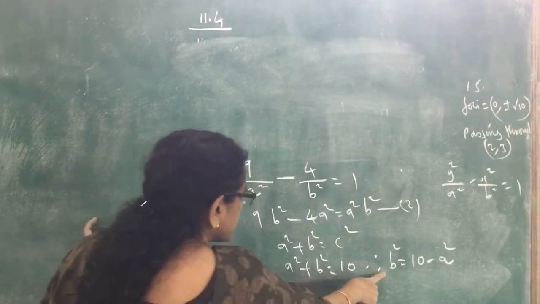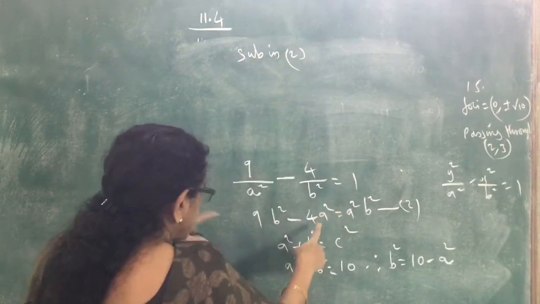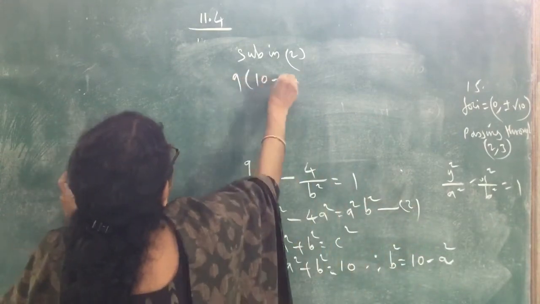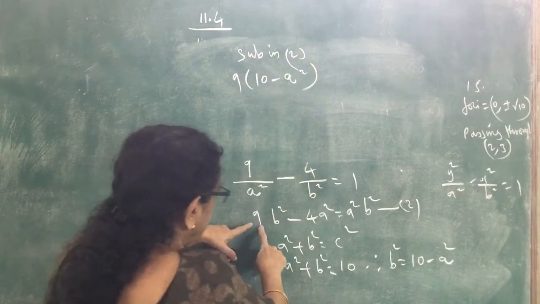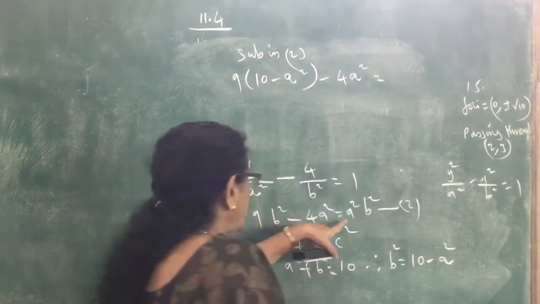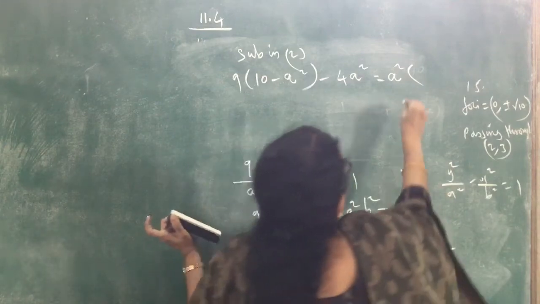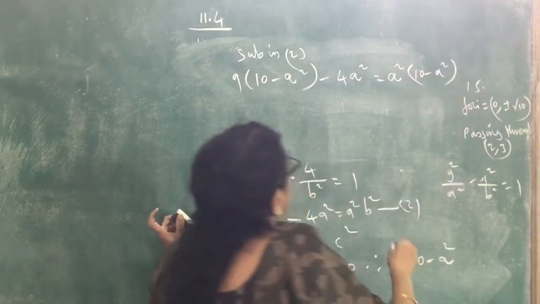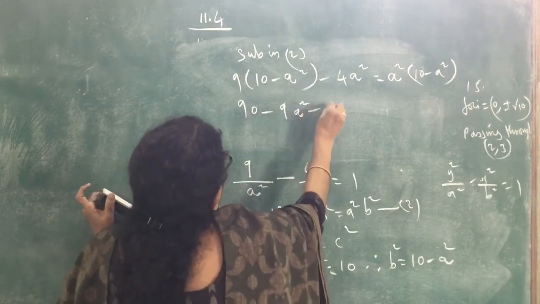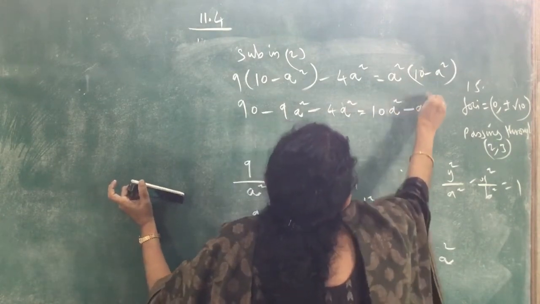So substituting this in equation 2, we get 9b square, where b square is 10 minus a square. So 9 into 10 minus a square, minus 4a square equal to a square b square. So a square into b square, that is 10 minus a square. Now we can open the bracket: 90 minus 9a square minus 4a square equal to 10a square minus a raised to 4.